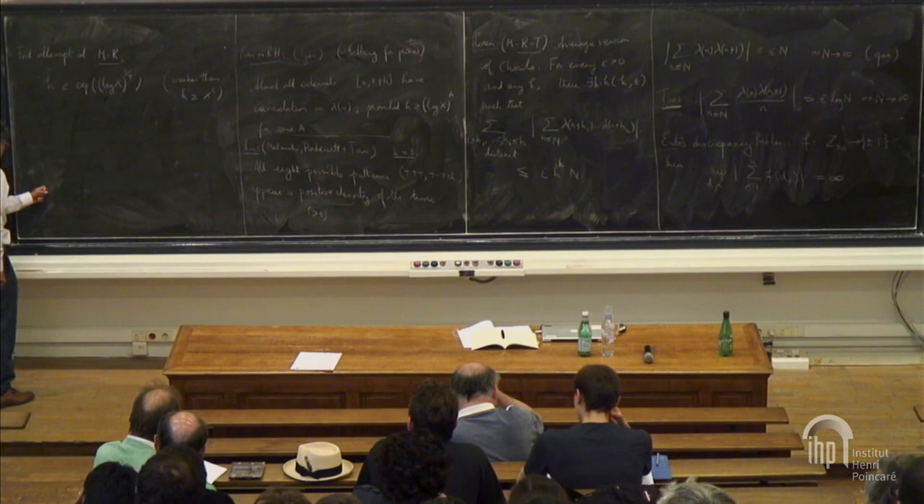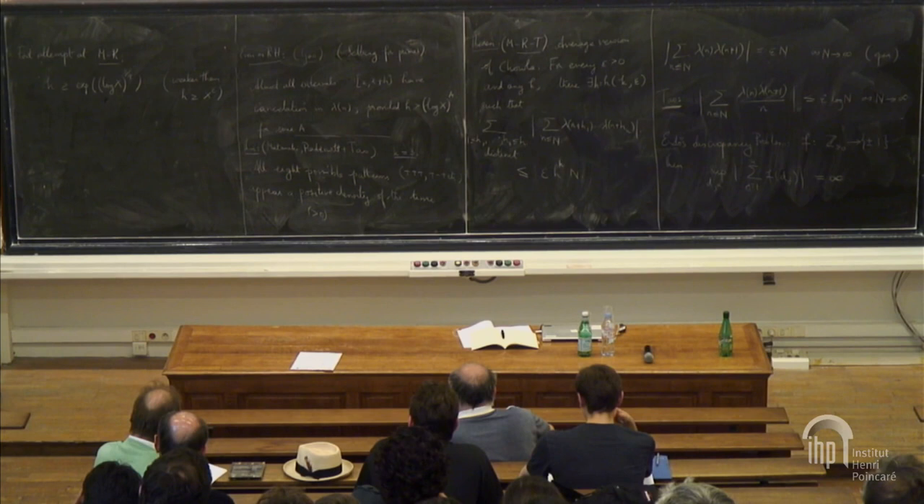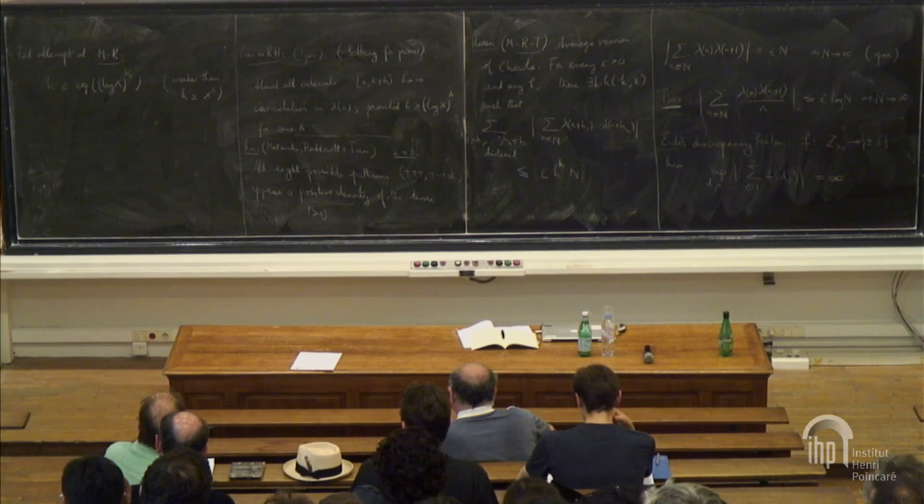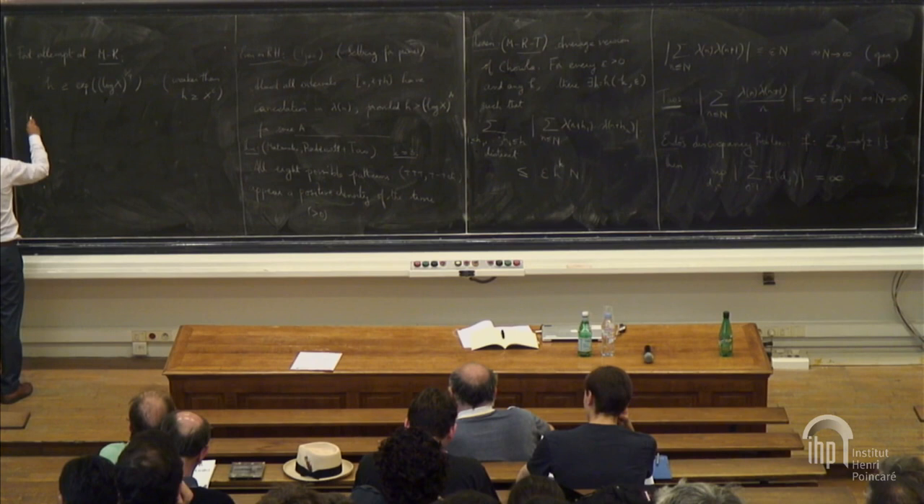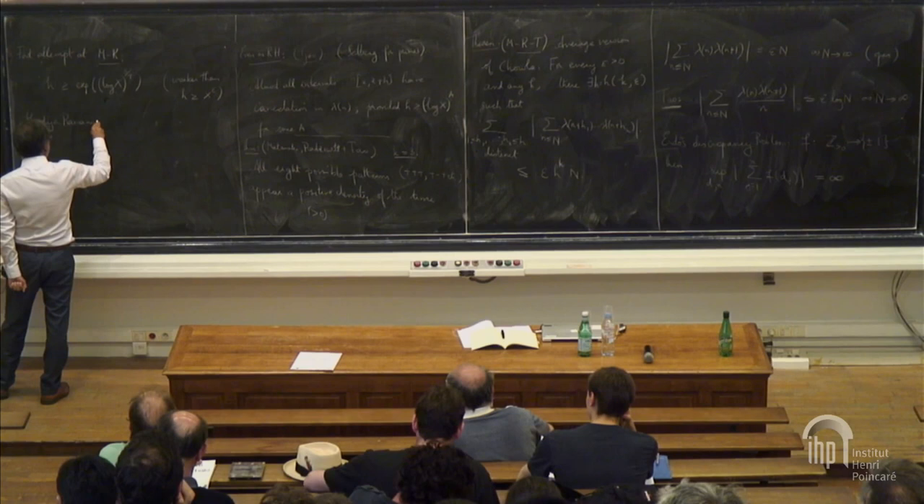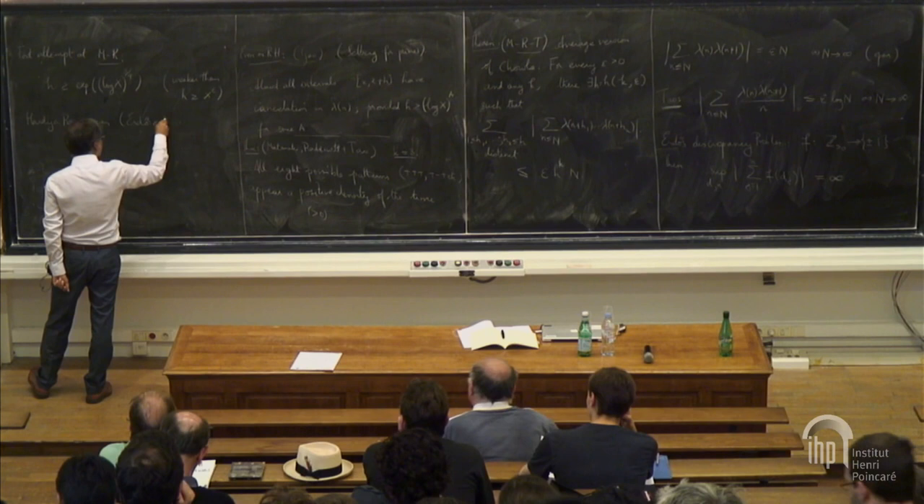So the idea is that we can exploit something. We have to exploit two things. One is the multiplicative structure of lambda of n, and also the fact that we understand something about what typical numbers look like. So here's another result which is very useful. It goes back to Hardy and Ramanujan, and refined by Erdős and Kac to get a central limit theorem.